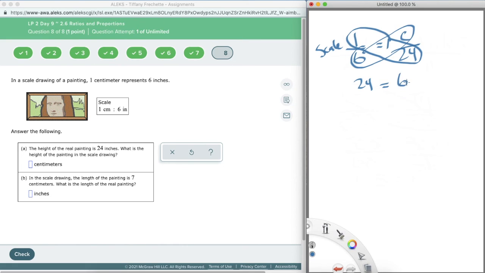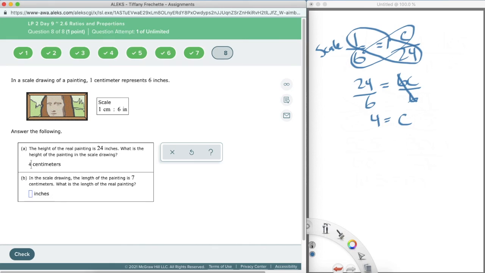So I'm going to divide both sides by 6. And that'll tell me 24 divided by 6 is 4. 6 divided by 6 is 1, so C. So if it's 24 inches, it's going to be 4 centimeters. So I can type in 4 here, and it has the word centimeters for me. You could also do cm on some of the other, I was almost going to call these topics, on the other homework assignments.